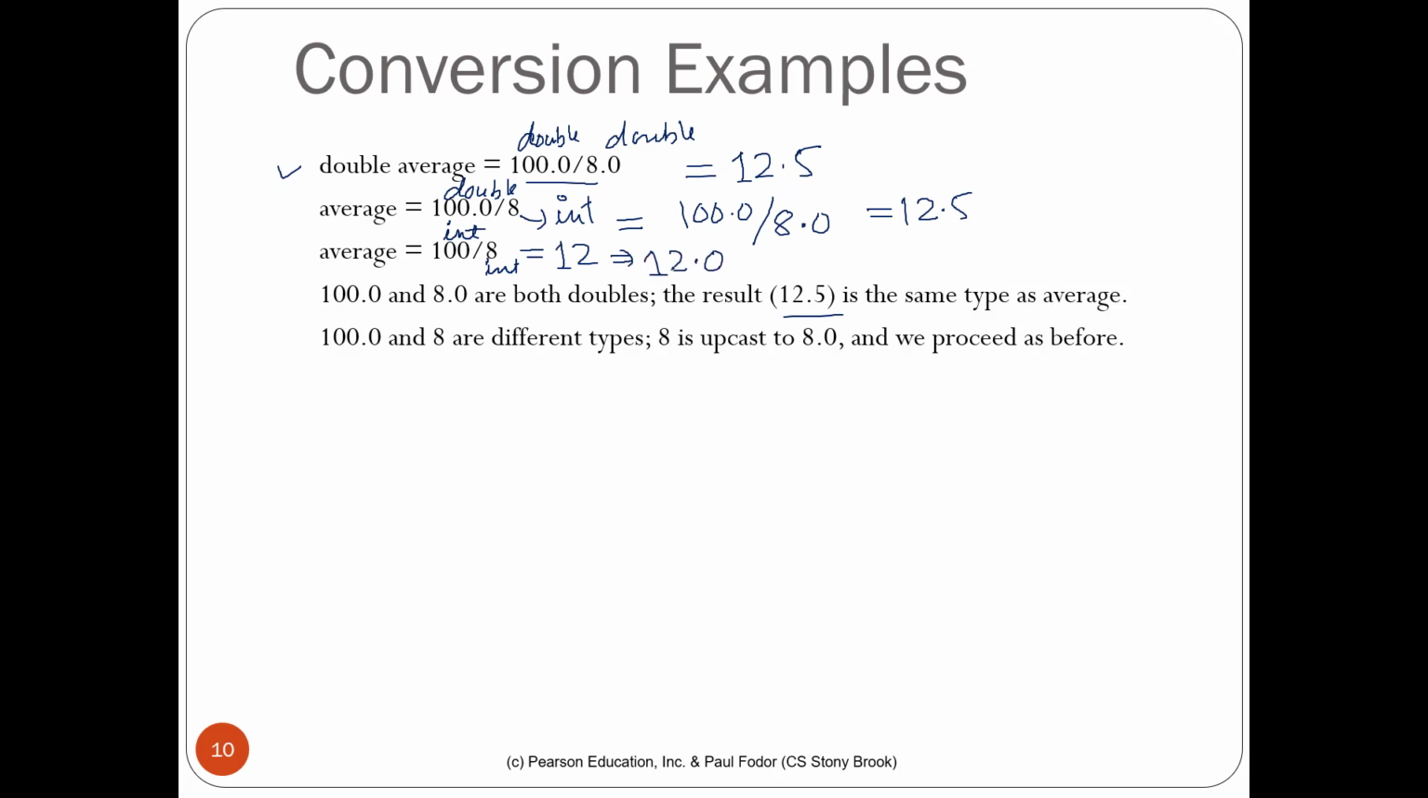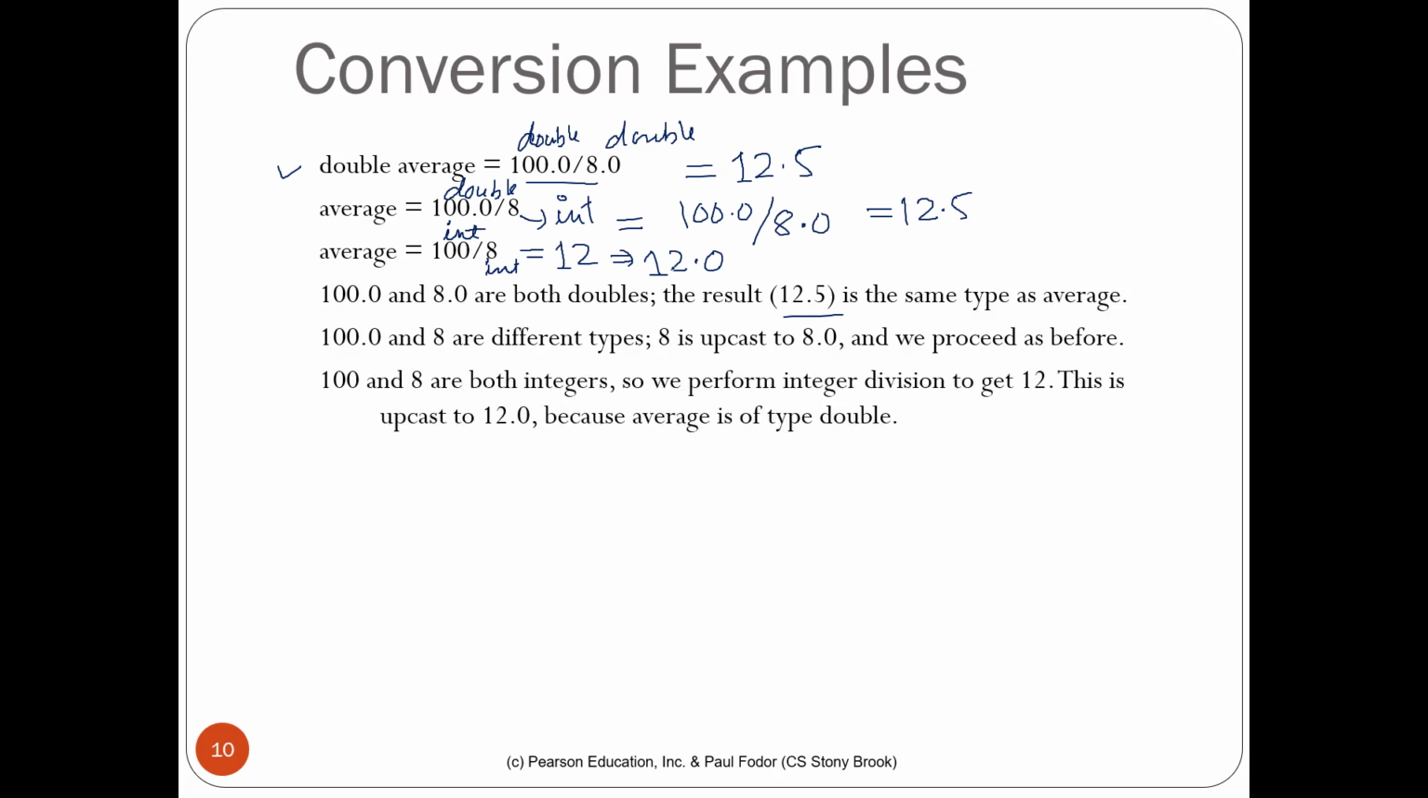That's it. Okay, so this is interesting, and please try to understand what I'm explaining through these examples. You do have the explanation here that 100 and 8 are both integers, so we perform integer division to get 12, and this is upcast to 12.0. Only during assignment is it upcasted to 12.0. So this case is different from the previous two.